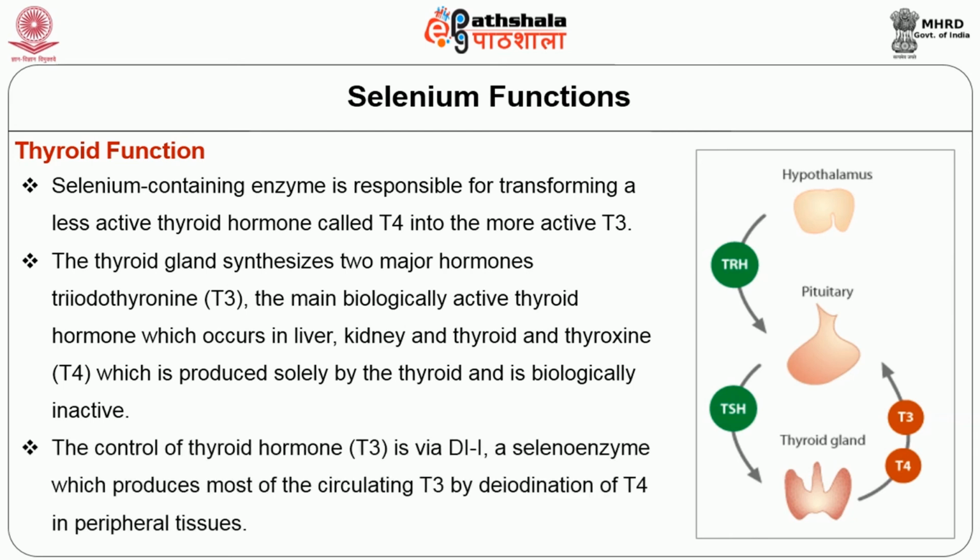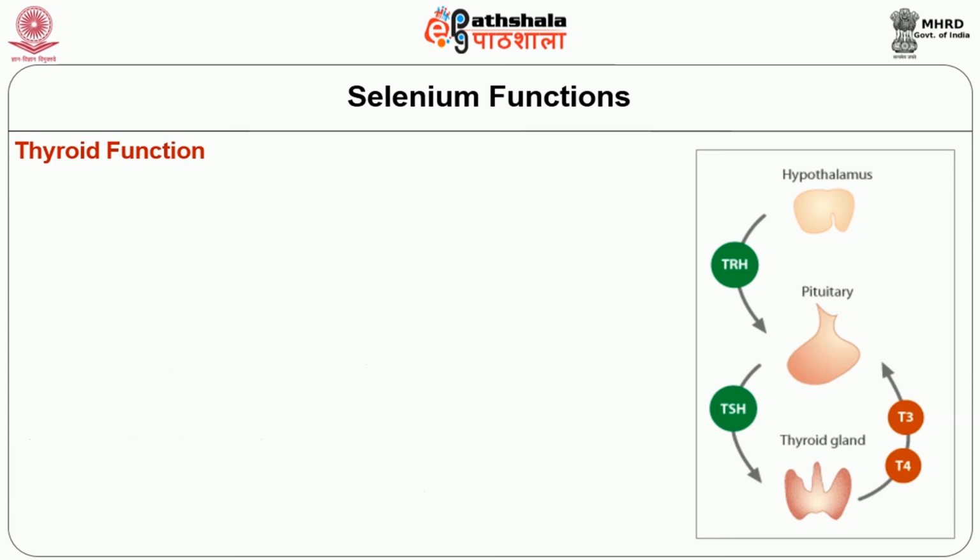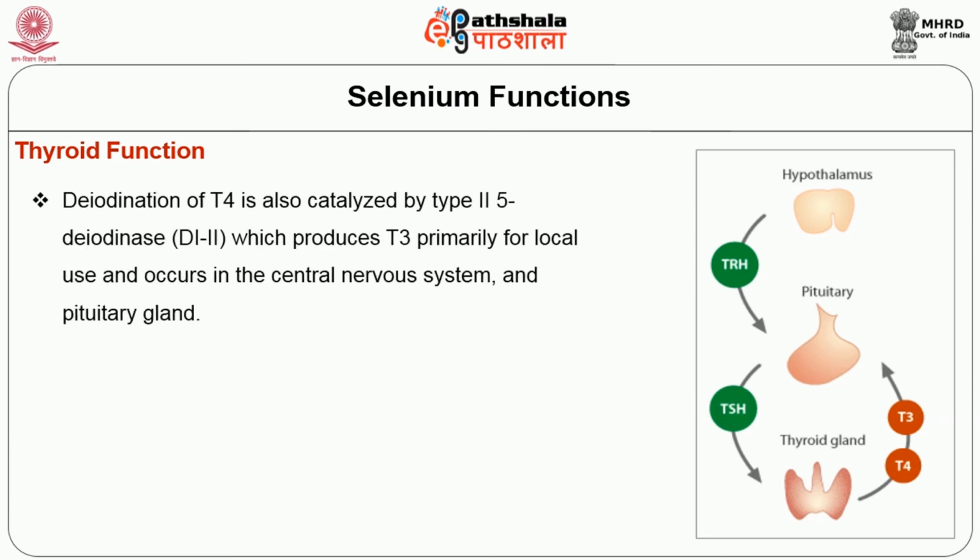The control of thyroid hormone T3 is via DH, a selenoenzyme which produces most of the circulating T3 by deiodination of T4 in peripheral tissues. Deiodination of T4 is also catalyzed by type 2 5-deiodinase, which produces T3 primarily for local use and occurs in the central nervous system and the pituitary gland.